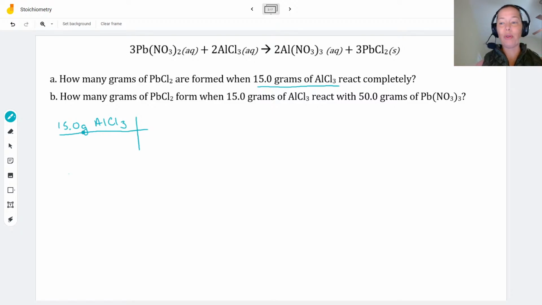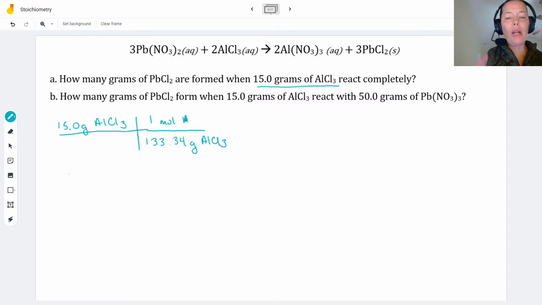To do that, I'm going to use the molar mass, which is 133.34 grams of aluminum chloride in 1 mole of aluminum chloride. You're going to hear me say this I don't know how many times in this live stream, but I'm going to keep on saying it: make sure you write your units down and be specific. So I'm not just writing grams here, but grams of aluminum chloride, because hopefully at the end of the problem we're going to end up with grams of lead chloride. We don't want to just write grams, because we're going to have a couple of grams present.